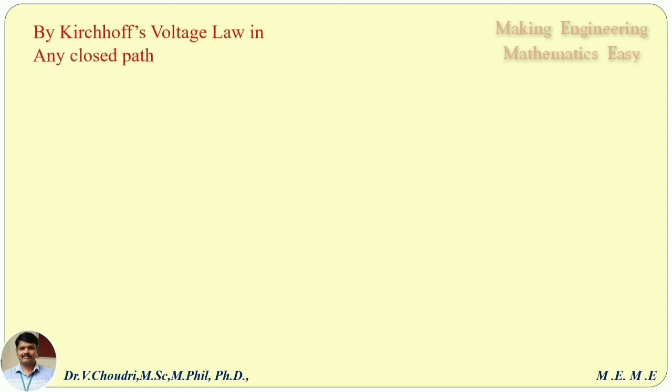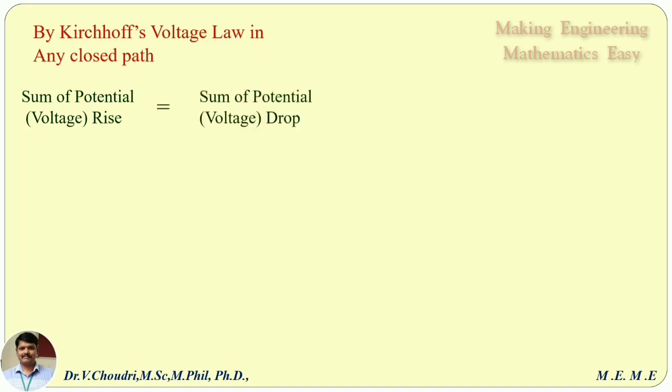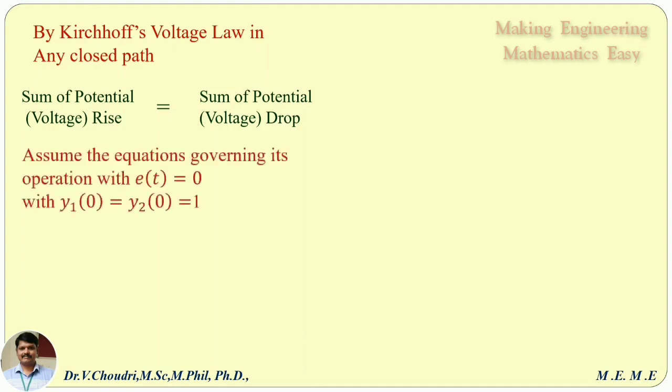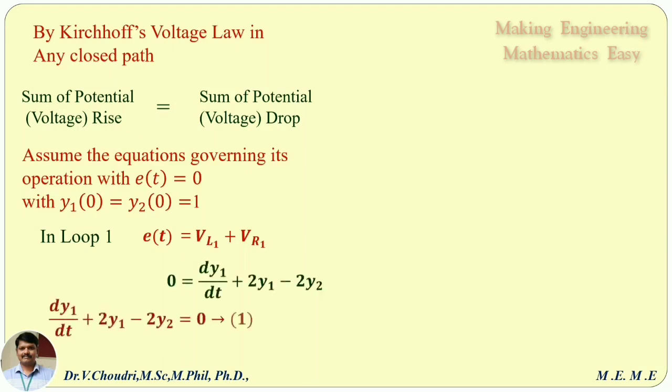By Kirchhoff's voltage law, in any closed path, the sum of potential rise equals the sum of potential drop, or the sum of voltage rise equals the sum of voltage drop. Assume the equations governing its operation with E of t equal to 0, with the initial conditions y1 of 0 equal to 1, y2 of 0 equal to 1. In loop 1, we apply KVL. Potential rise E of t equals potential drop VL1 plus VR1, so that we get the differential equation dy1 by dt plus 2y1 minus 2y2 equal to 0.